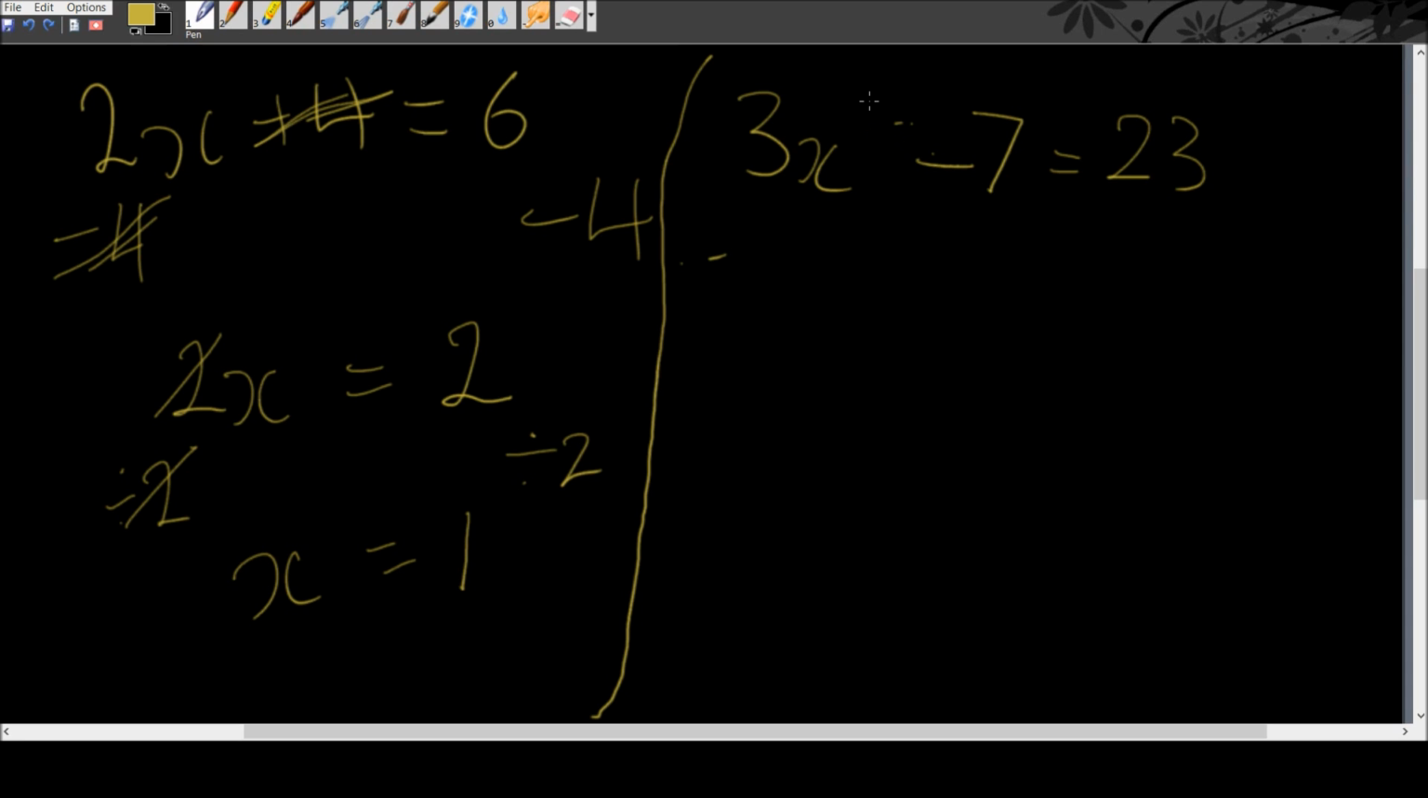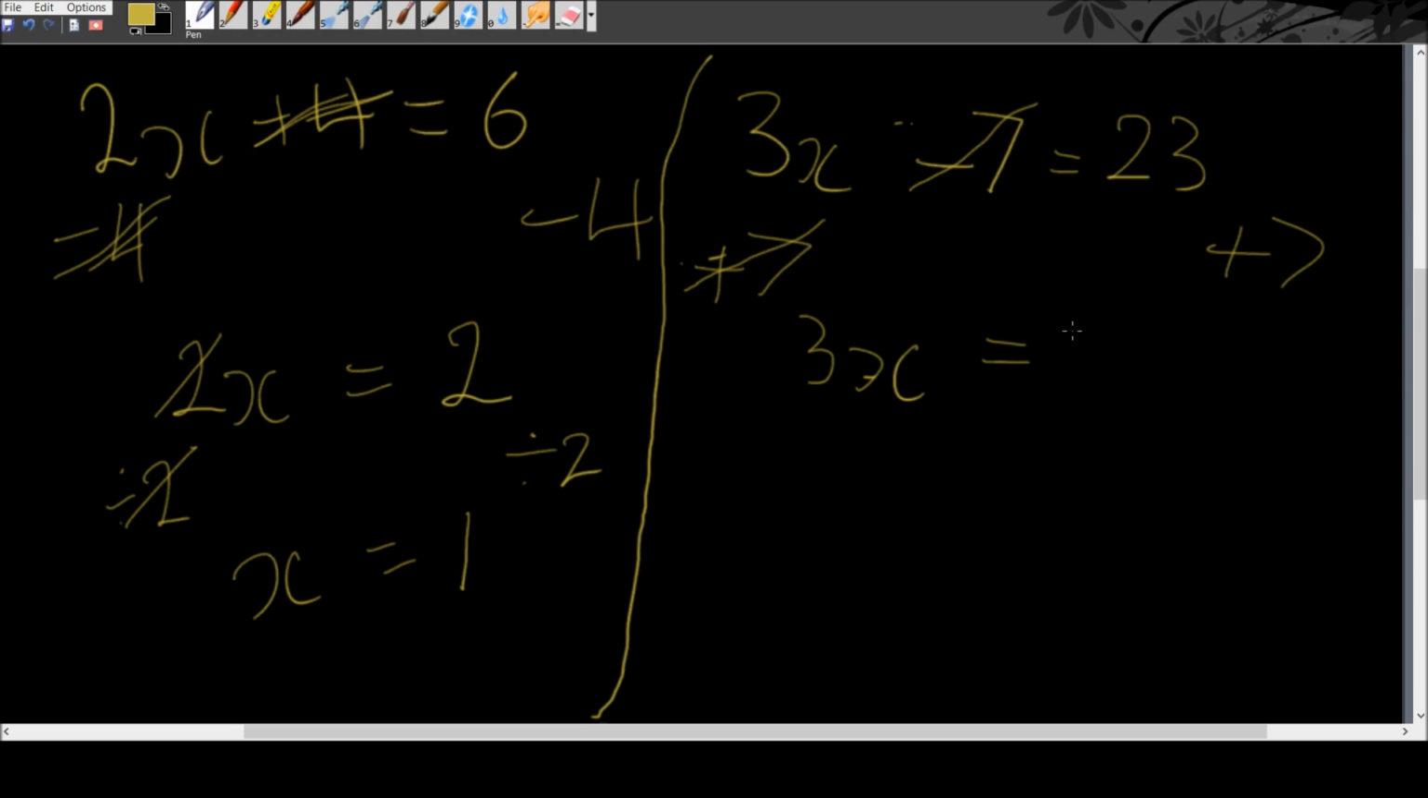So we need to get rid of the minus 7, guys. In order to get rid of the minus 7, we are going to add 7 to both sides, add 7 to that side, and add 7 to that side. If we add 7 to that side, it's going to get rid of our minus 7, and we're just going to be left with 3x.